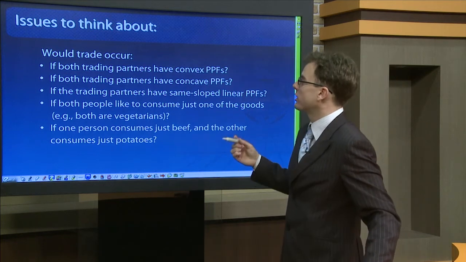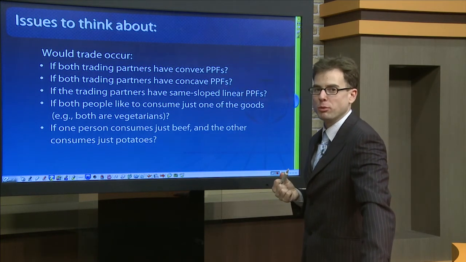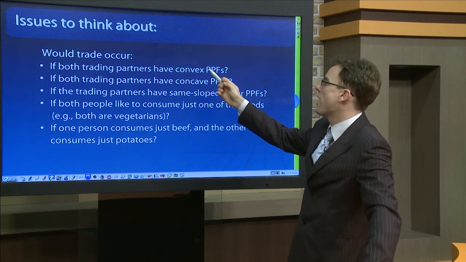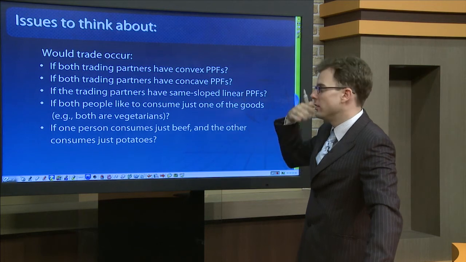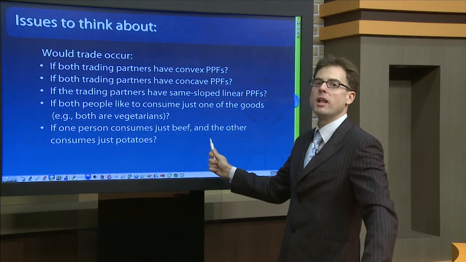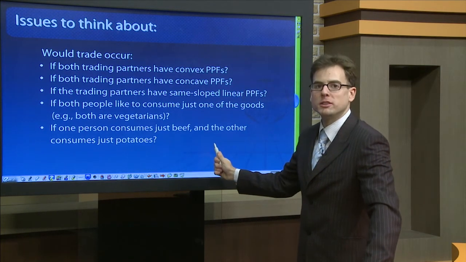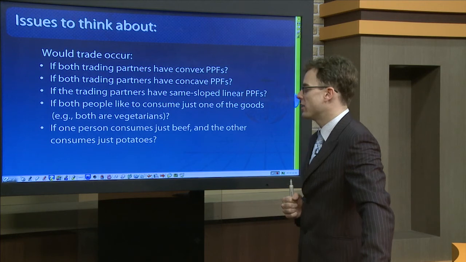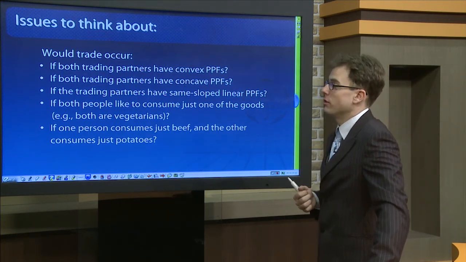That works even with convex and concave production possibilities frontiers. You should think that with convex PPFs, this effect is magnified. The more a person specializes, the lower the opportunity cost of producing that commodity becomes, and the more benefit of specialization.